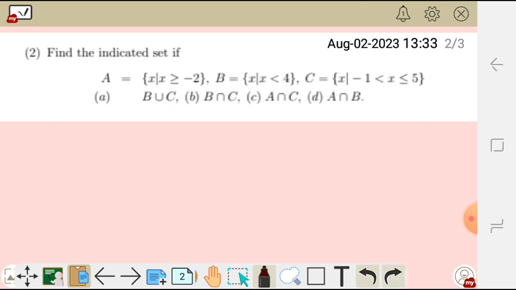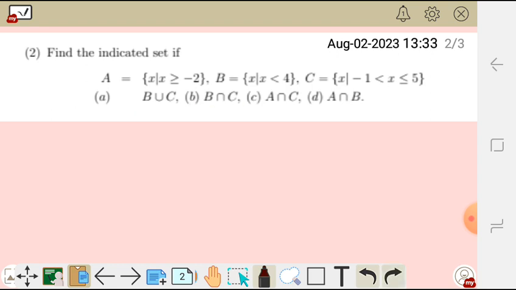Okay, so our question reads, find the indicated sets if A is equal to x such that x is greater or equal to -2, and B is equal to x such that x is less than 4, and C is equal to x such that -1 is less than x, and x is less or equal to 5. Okay, now we looked at question A. Now let's move on to question B.